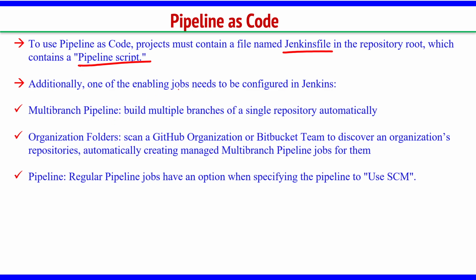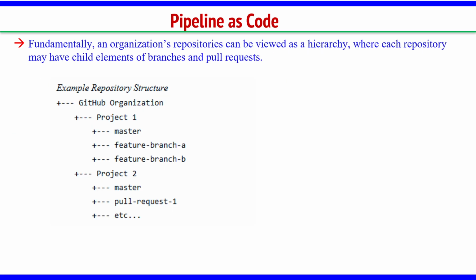Additionally, one of the enabling jobs needs to be configured in Jenkins. Okay, so it could be a multi-branch pipeline, organization folders, everything can be taken care of in this sequence of steps, right? Fundamentally, an organization repository can be viewed as a hierarchy, where each repository may have child elements of branches and pull requests. Some simple example like this.